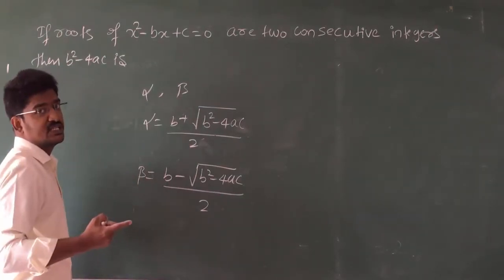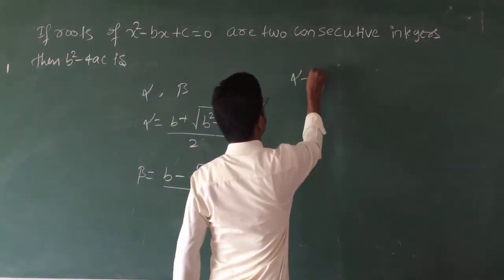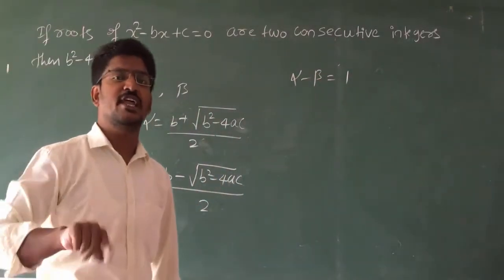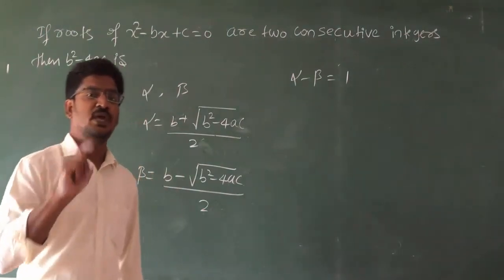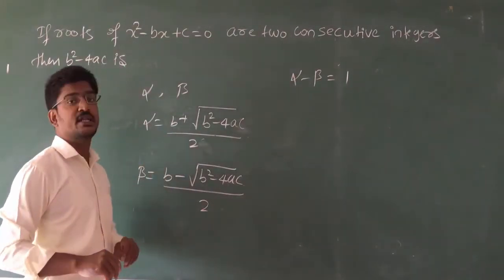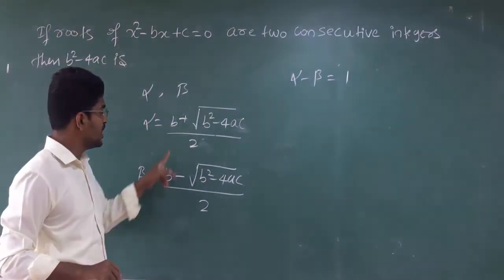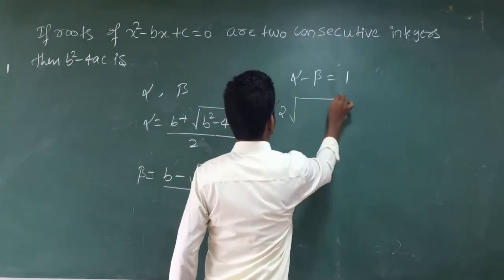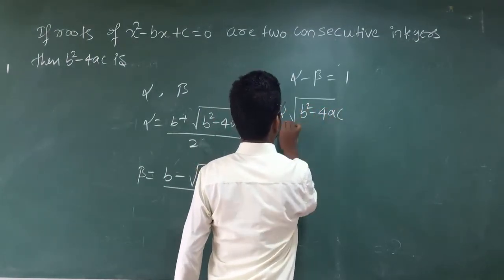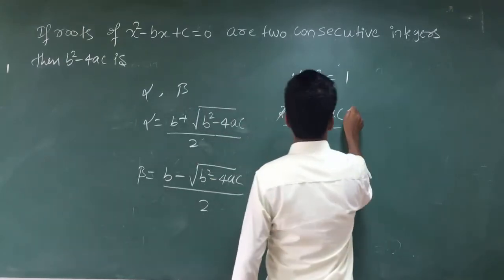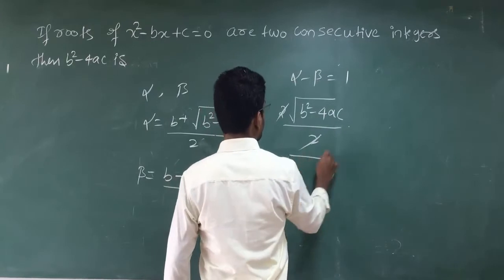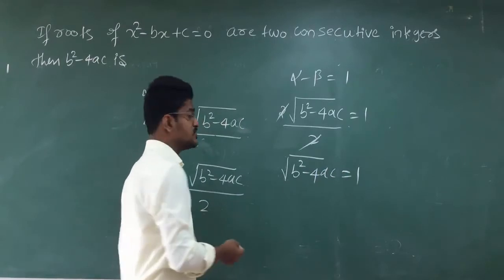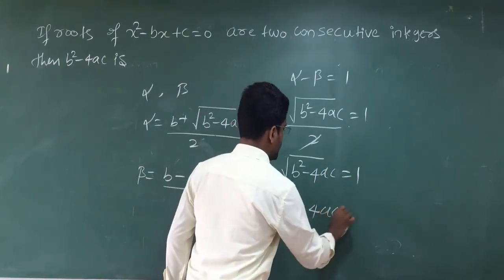Now alpha and beta are two consecutive integers. That means if I subtract alpha minus beta, it must be equal to 1, because they are two consecutive integers. If I subtract any two consecutive integers, the value must be 1. So now alpha minus beta: b and b will get cancelled, minus into minus will be plus. So it will be 2 times root of b square minus 4ac divided by 2. The 2 will get cancelled. So root of b square minus 4ac will be equal to 1. Squaring on both sides, b square minus 4ac will be equal to 1.